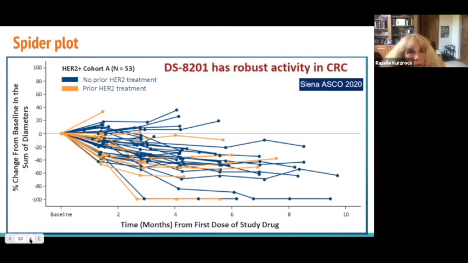And then the other thing they show you is the patients that had prior HER2 treatment and the ones that had not had prior treatment, to see, can you see a difference? I don't think there are enough patients in each group to see a difference, but they've color coded it orange versus blue so that you can see a possible difference.